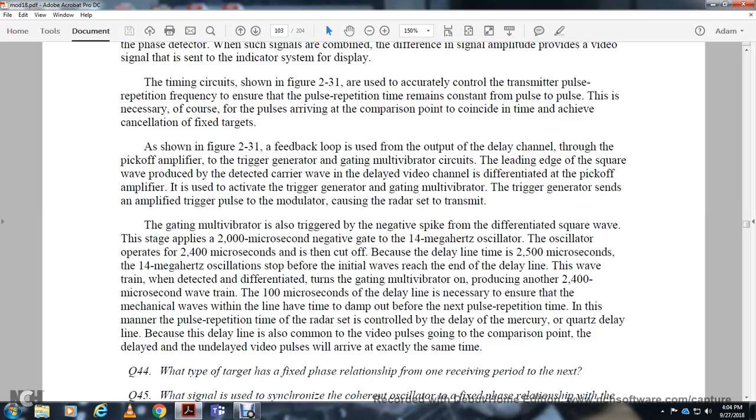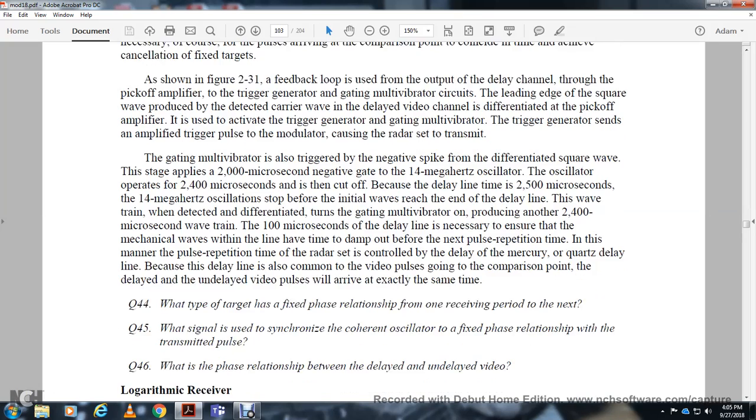In this manner, the pulse repetition time of the radio set is controlled by the delay of the mercury or quartz delay line. Because the delay line is common to the video pulse into the comparison point, the delayed and undelayed video pulse will arrive exactly at the same time.